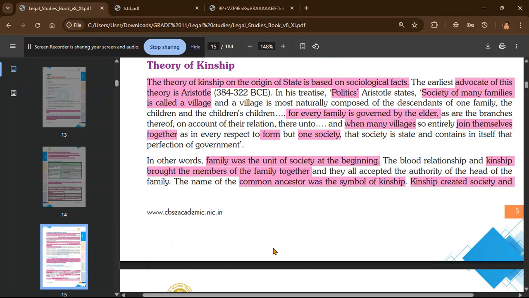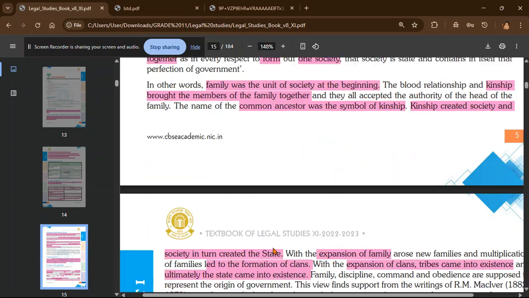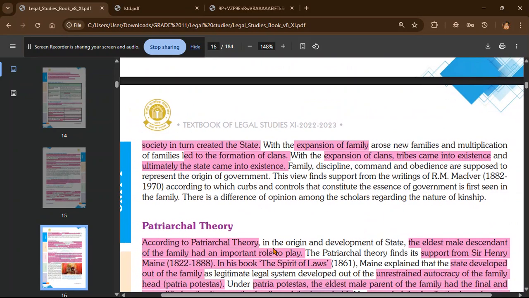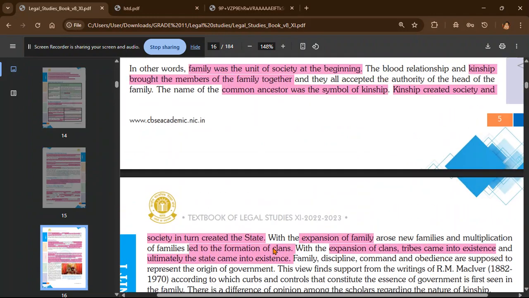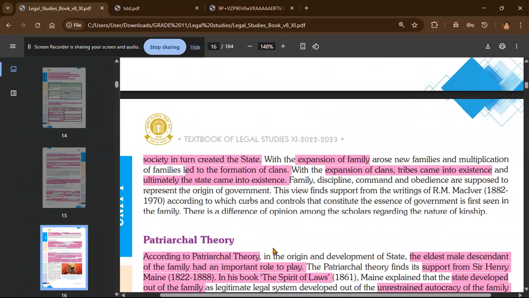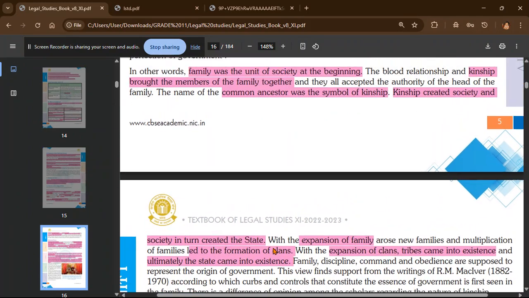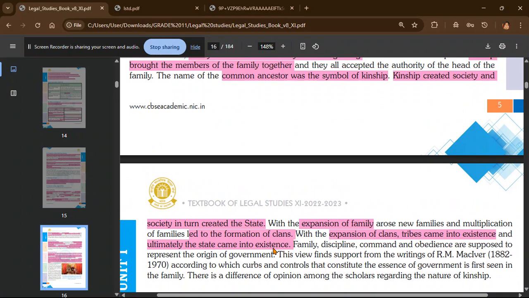So the common ancestor was the symbol of kinship. Kinship created society and society created state. With expansion of family, it led to the formation of clans. And with expansion of clans, tribes came into existence, and ultimately state came into existence. So in your exam, when you're writing, you can support this answer with a flow chart, a simple arrow flow chart.